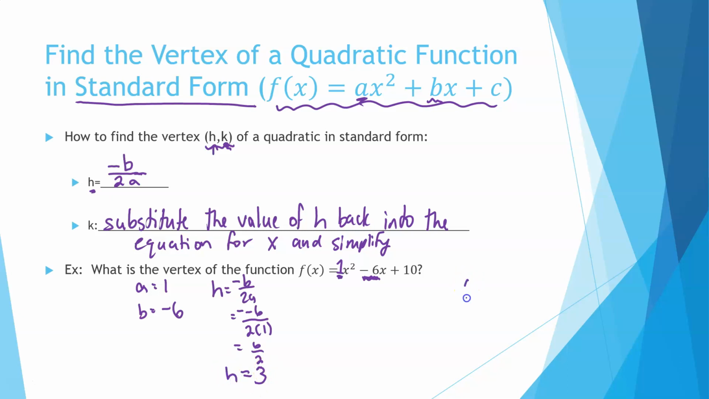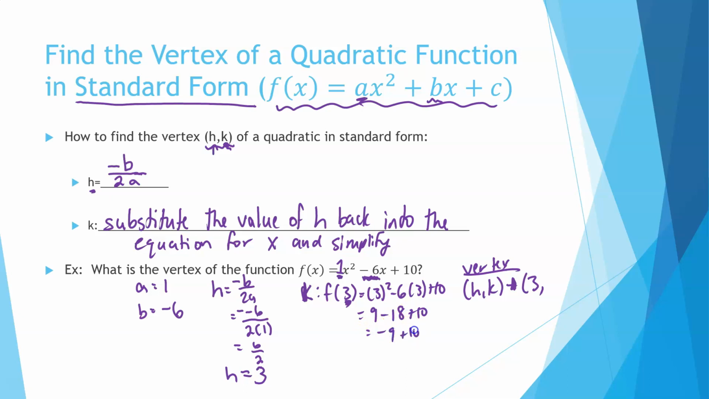So ultimately, when I go to write my ordered pair for my vertex, (h, k), the first value is going to be 3, which means that's my input. So to find k, we can do f of that value. I'm going to do 3 squared minus 6 times 3 plus 10. And remember, function notation means plug that in for all the x's. Get 9 minus 18 plus 10. Negative 9 plus 10 gives me 1.